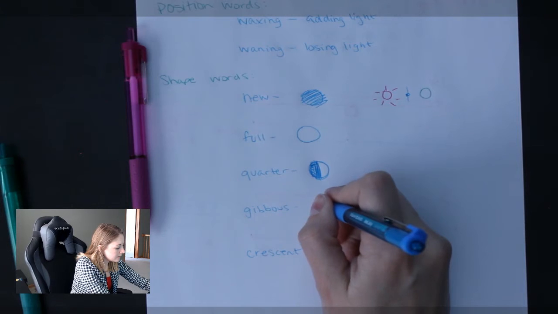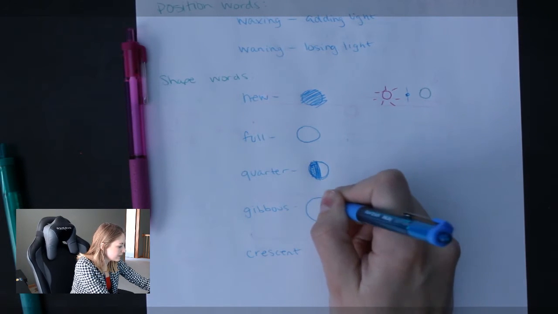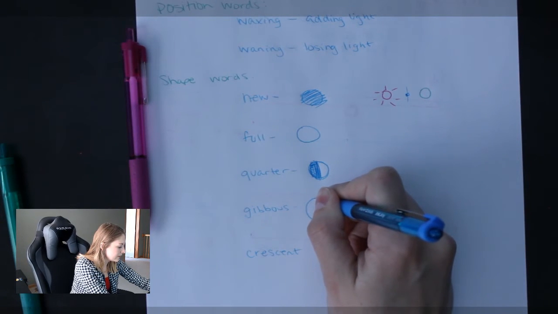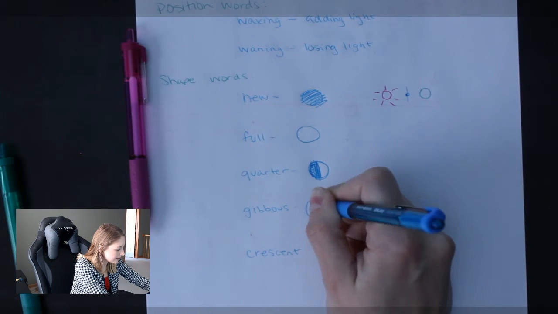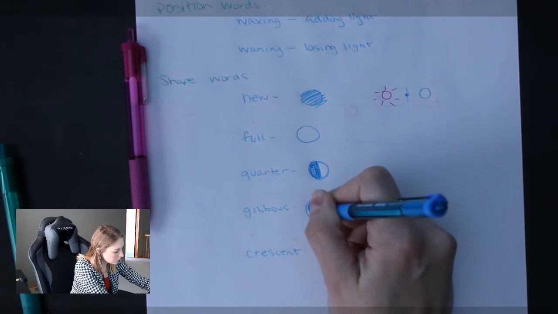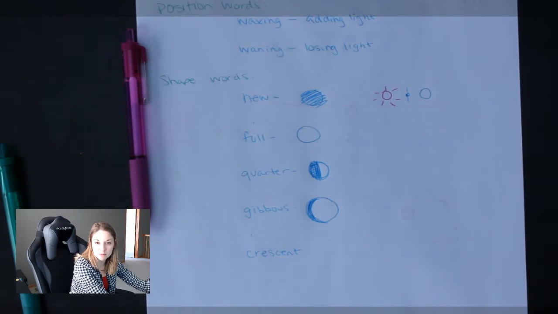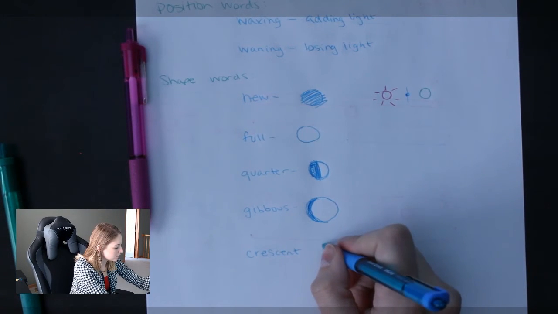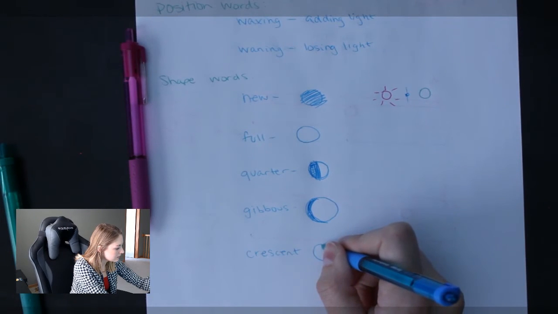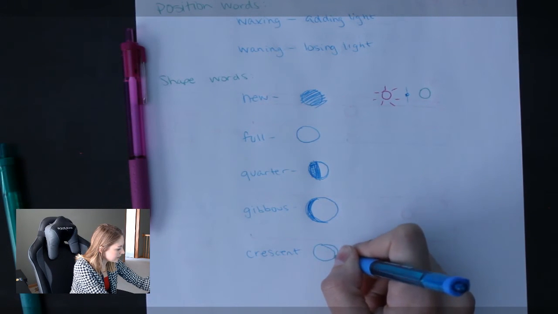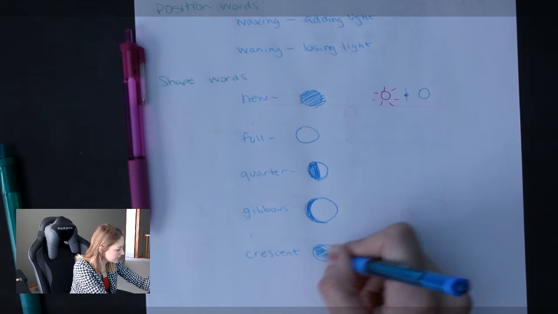And then we have gibbous, which is when not quite half is taken away, but just the opposite kind of crescent, where you're just losing a sliver of the moon and the rest of it is illuminated. And then finally, crescent is where only that tiny sliver is illuminated.